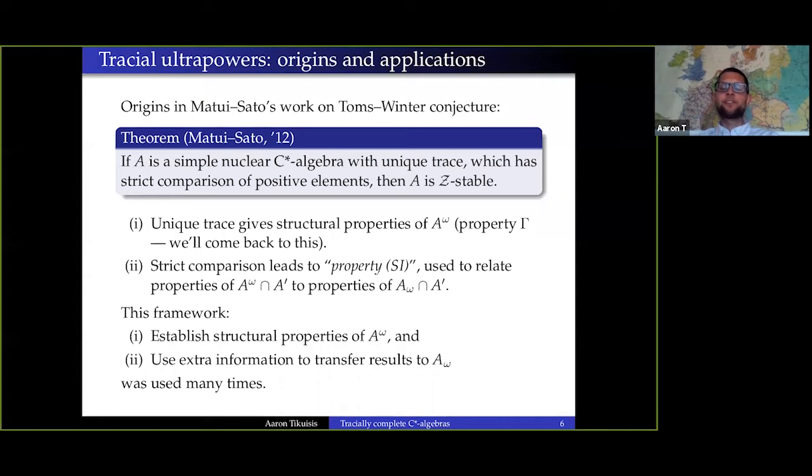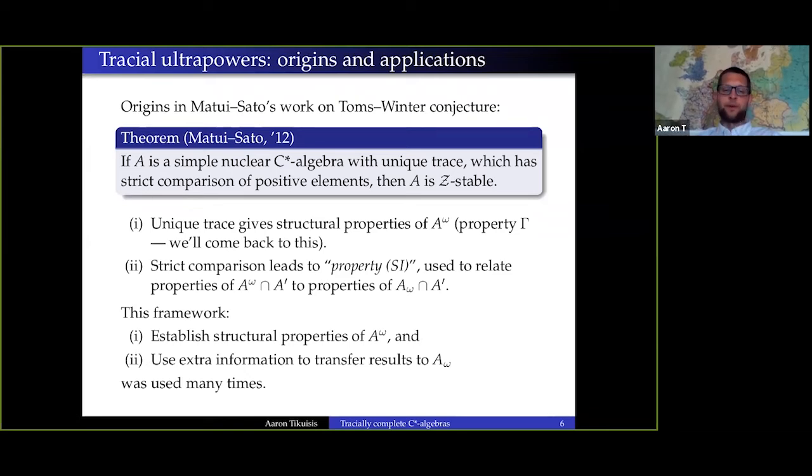And the second step is you use some extra information to transfer these results to the norm ultrapower, where it's much closer to proving things about A. Okay, and this framework has been used many times, so I'm just going to run through a whole list of results which use this framework.